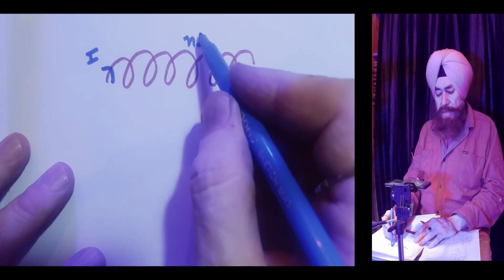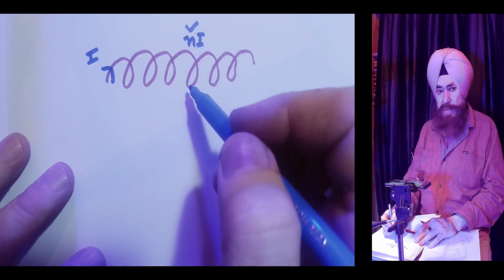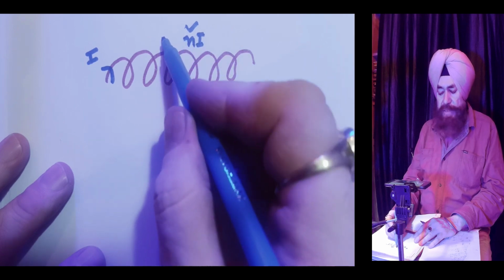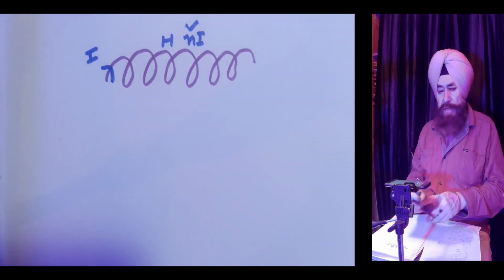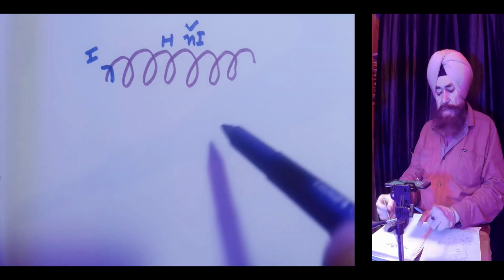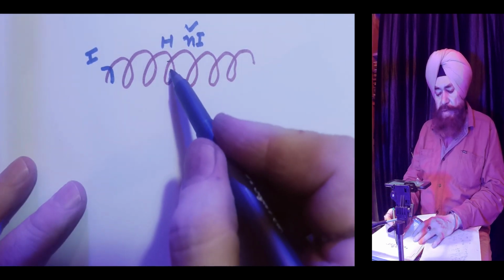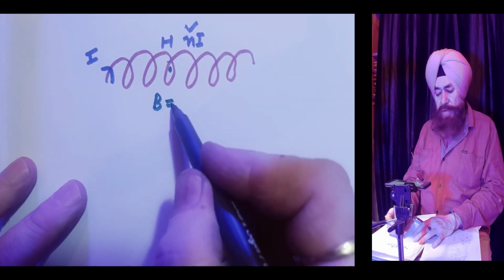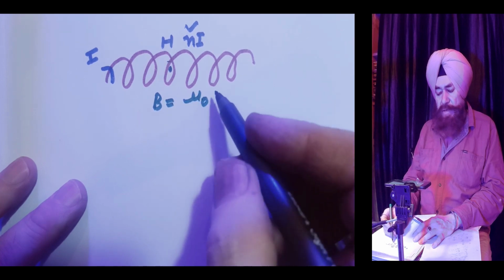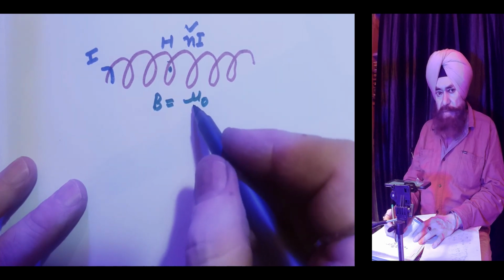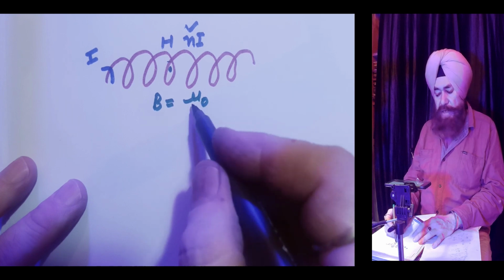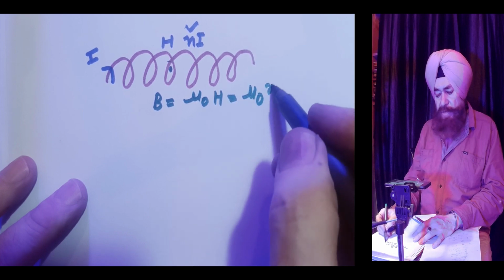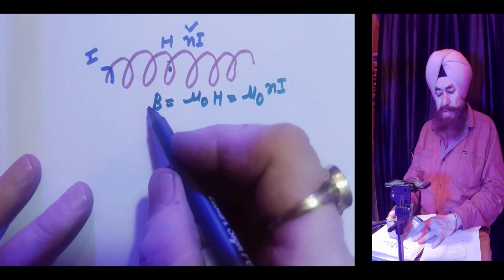It is Ni. N means number of turns per unit length of the solenoid or the coil. This is H. When H comes in free space, it becomes B, because free space has permeability mu naught. When it is attached with H, meaning with Ni, that becomes B.